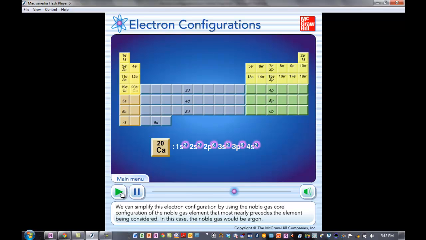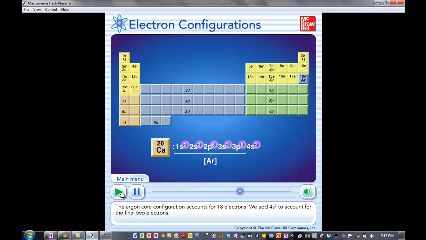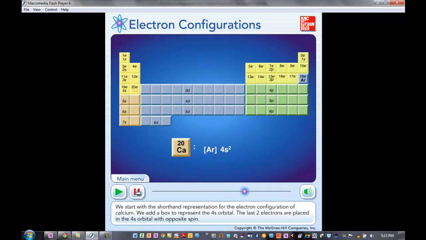We can simplify this electron configuration by using the noble gas core configuration of the noble gas element that most nearly precedes the element being considered. In this case, the noble gas would be argon. The argon core configuration accounts for 18 electrons. We add 4s2 to account for the final 2 electrons. We start with the shorthand representation.